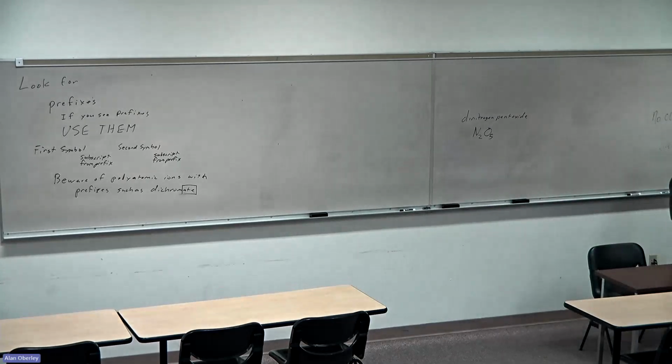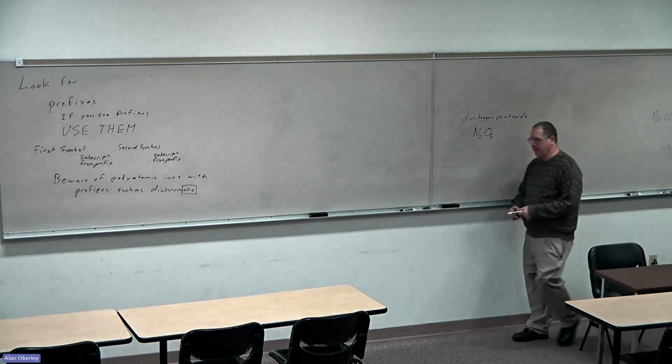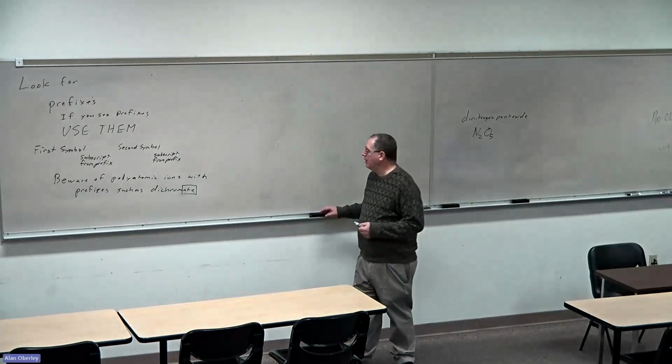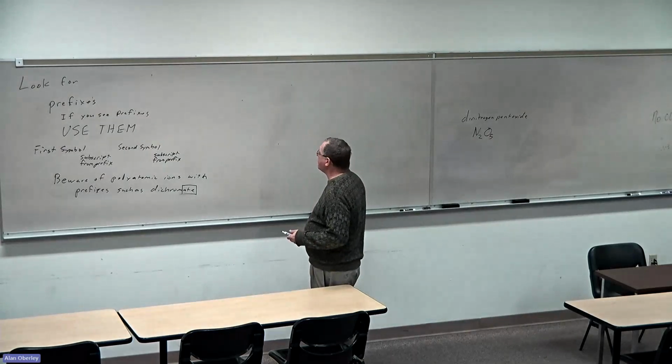Like all the elements they named after people, they put an ending on, like after Seaborg, they called it Seaborgium. Or Niels Bohr, they named it Bohrium. Or Einstein, they named it Einsteinium. None of them end in ATE. And we will see dichromate, at least in the lab in this class. All right. So that's if we see prefixes.